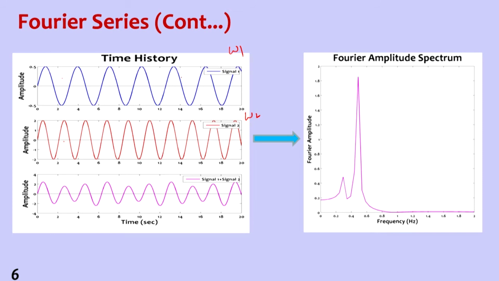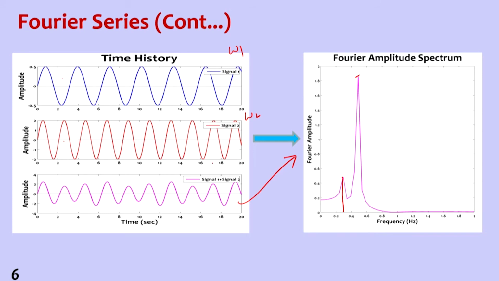Now if we add the omega 1 signal to the omega 2 signal, both signals will be there. As you can see, two signals are included in this signal. Now if we take the Fourier transform or Fourier amplitude spectrum of this, we get a peak at one frequency and a peak at this frequency. That means the Fourier transform is telling us what kind of frequencies are present in any signal.